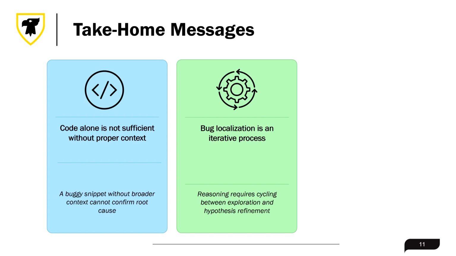So what we have seen is that to localize a bug, simply looking at the code is not enough. You have to look at the whole context within the code base to understand the bug and to localize it. Then we have also seen that localization is not a single shot activity. It's a kind of iterative process. You have to generate the hypothesis, you have to collect the evidence, then you have to test the hypothesis before reaching any conclusion. And we try to incorporate that behavior within the AI agents.